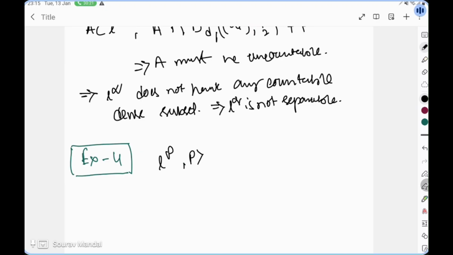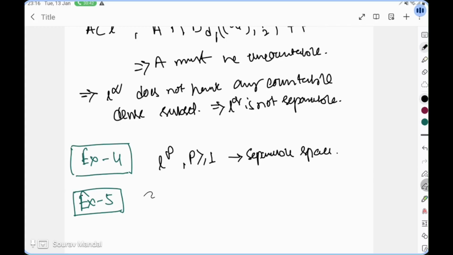L^p for p greater than or equal to 1 is a separable space. Oh, one more thing. By the same trick as in example 3, that is L infinity, you can prove that the set of all bounded functions defined on this is a non-separable space.